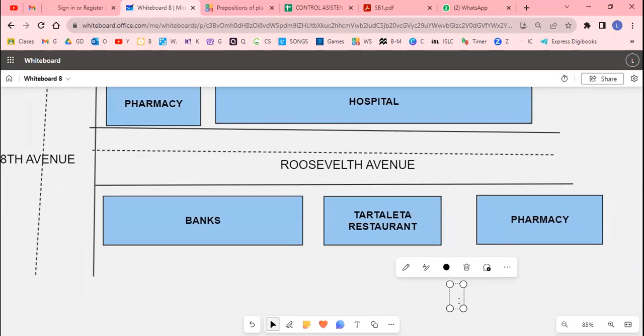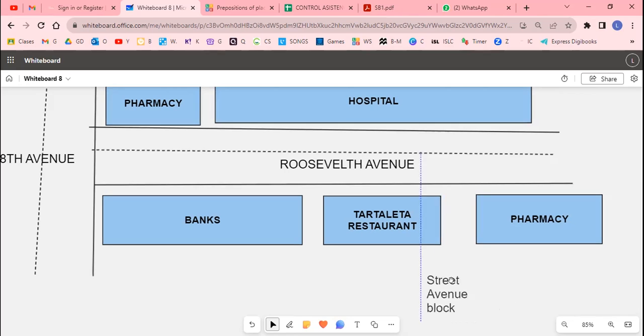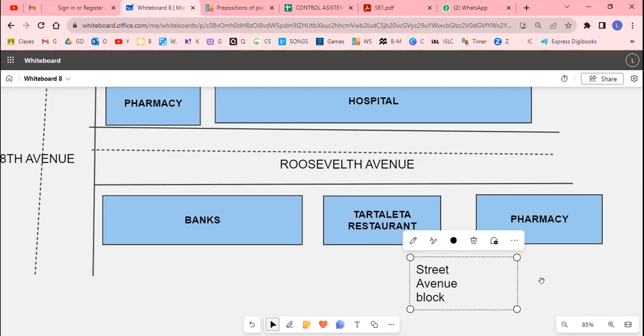And then, how do you say calle? First of all, ¿cómo decimos calle primero que nada? Street. Street, very good. How do you say avenida? Avenue. How do you say cuadra? Block. ¿Y pasaje? Block too, very good. ¿Y qué era lo otro que les iba a decir? Bueno, solo eso creo yo.